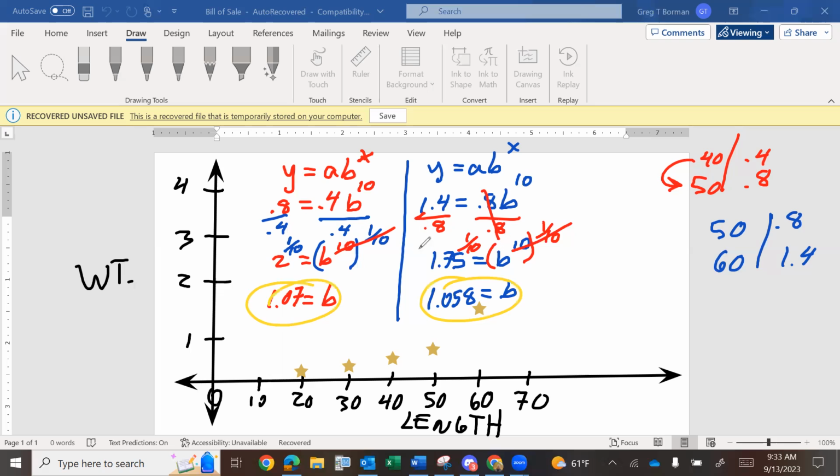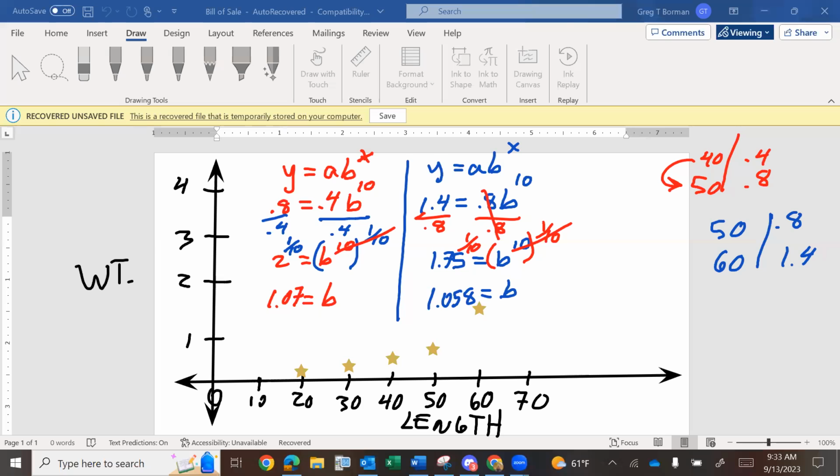And that makes sense because when we went from 40 to 50, the weight was doubling. But when we went from 50 to 60 centimeters, the weight did not quite double. Came close, but it didn't quite double. So the growth factor between the 50 centimeter and 60 centimeter mark is going to be 1.058, meaning a 5.8% increase for each single centimeter of growth.